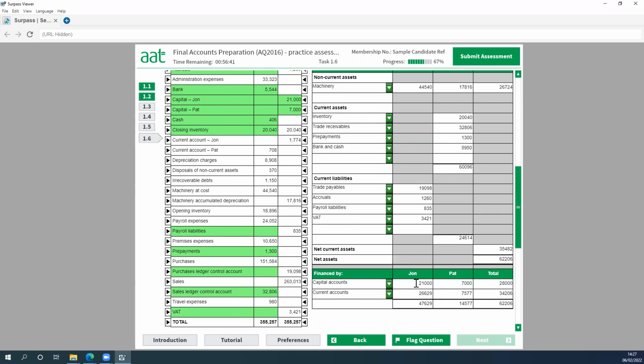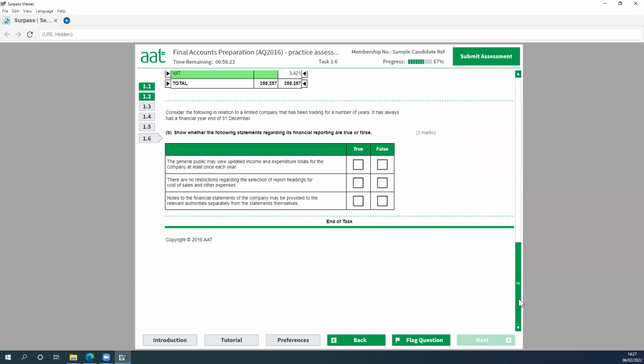So John has got capital account and current account, so in total 47,629. Pat's got 14,577. And then most importantly, and the bit you'll be buzzing about when you leave your exam, is that your statement of financial position all balances. Okay, so that's good. That's what you want.